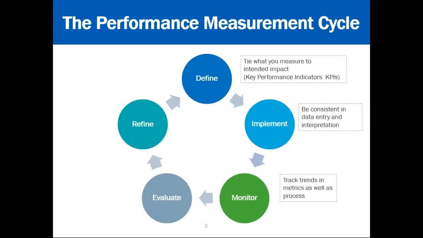The monitoring process allows us to see how we're doing against those goals. As Ruth mentioned, it's about clarifying how the organization is doing against its performance. We track these trends in metrics as well as the process itself. The metrics are those key indicators that we'll talk a little bit more about today in terms of thinking about them and reporting on them. The process you'll find is really important.